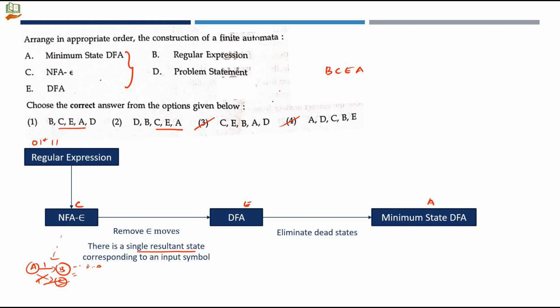Now the question is, after getting the minimum state DFA, do you write the problem statement, or from the problem statement do you get the regular expression? Which is correct? Definitely from the problem statement we will be framing the regular expression. From the regular expression we will be constructing NFA. NFA can be converted to DFA and the states can be minimized. This will be the right order, D, B, C, E, A. So D cannot be in the last part. In that case we will rule out 1 and we will mark option 2, D, B, C, E, A as the right answer. This is B and this is D.